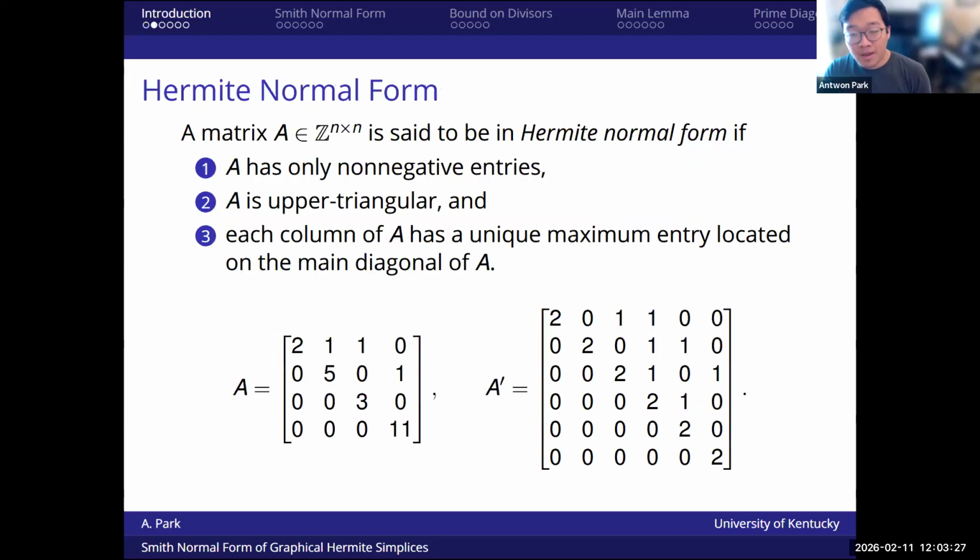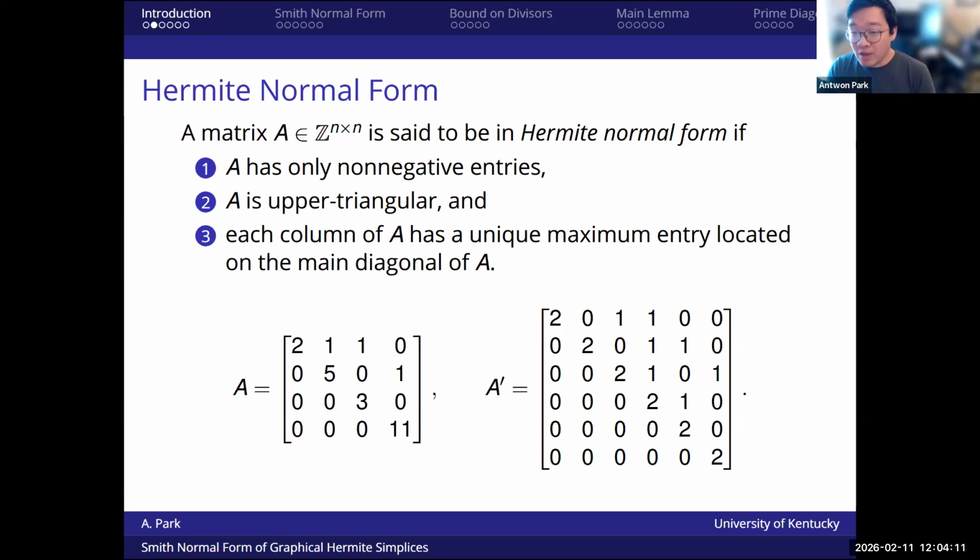Another thing that we need to talk about is Hermite. A matrix A is said to be in Hermite normal form if A has only non-negative entries, if A is upper triangular, and if each column of A has a unique maximal element located on the main diagonal. Here I have two examples of matrices in Hermite normal form. The way that I like to think about Hermite normal form is you focus on that diagonal. On the left, I have a 2, 5, 3, 11 on that main diagonal, and everything above those diagonal elements has to be smaller than those particular entries. On the right, the diagonal is all 2s, and everything above it is either a 0 or a 1.